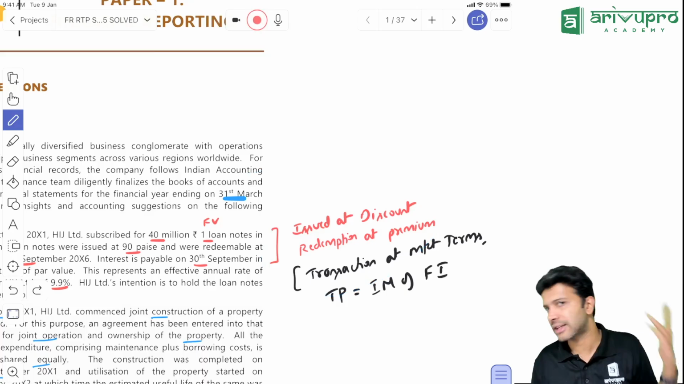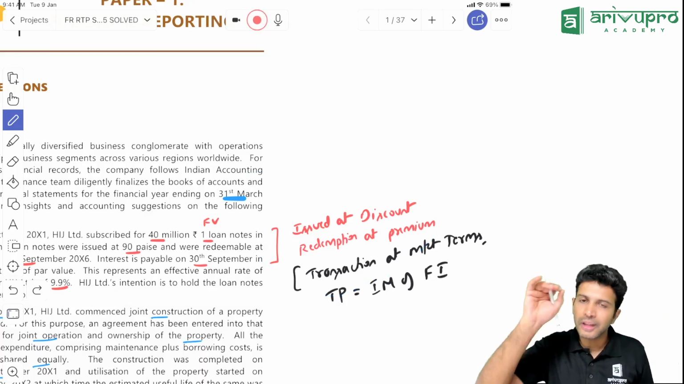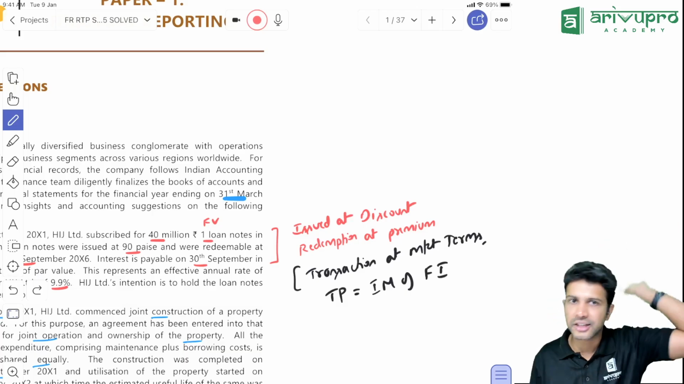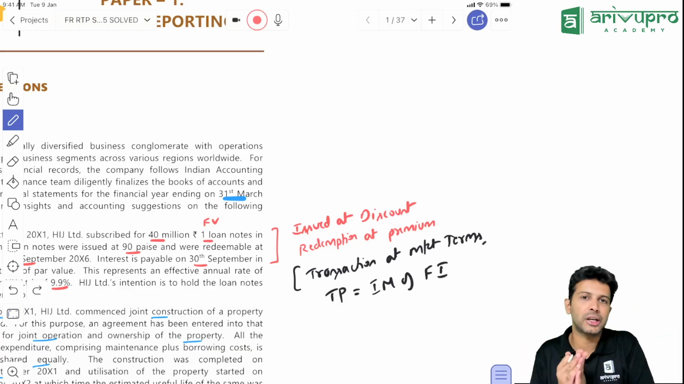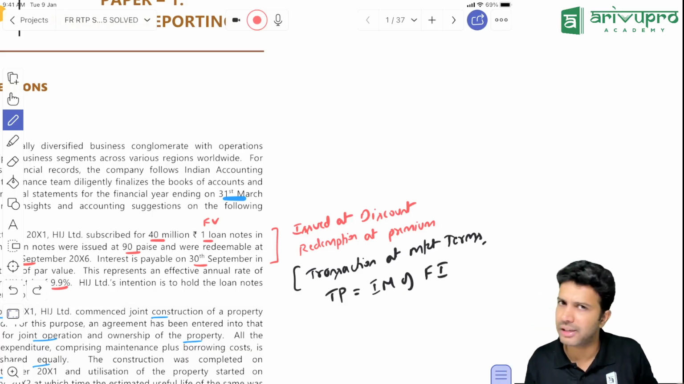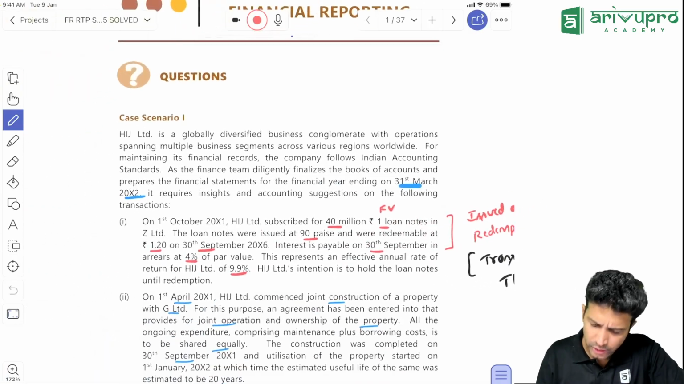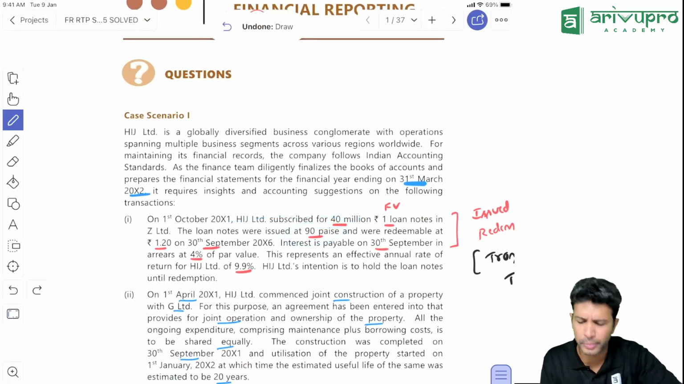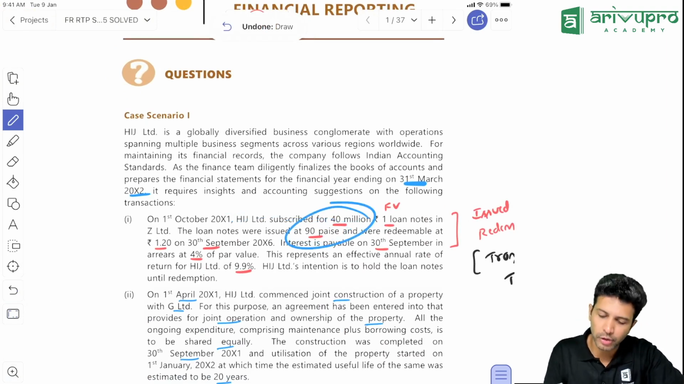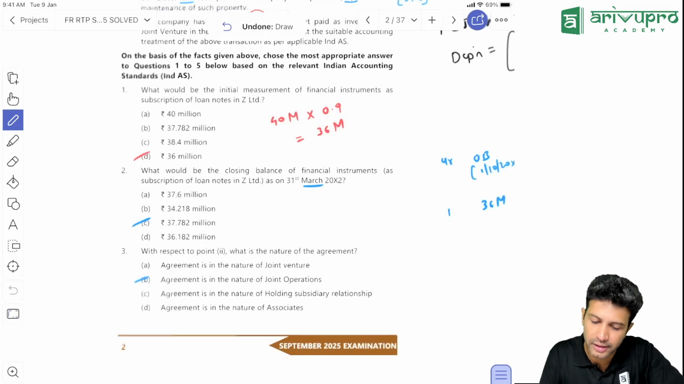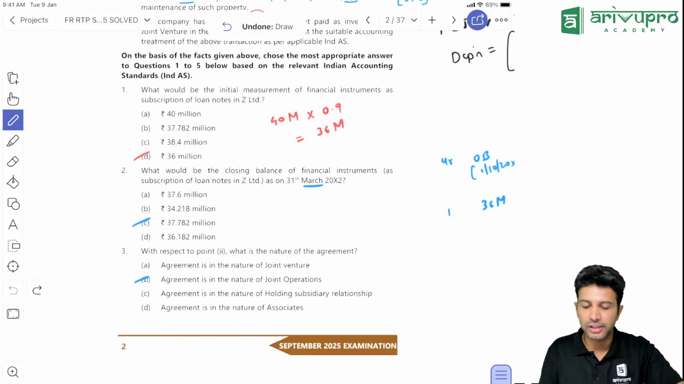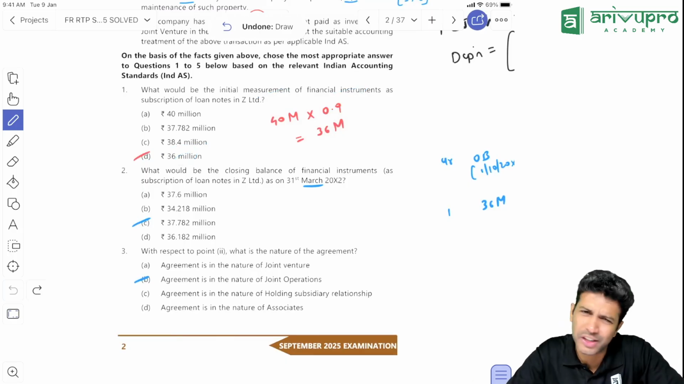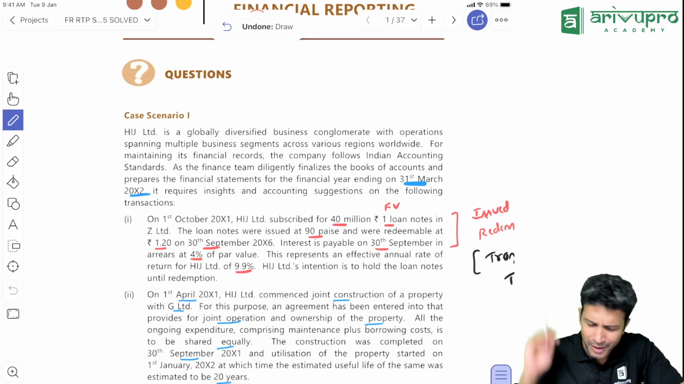If the transaction has happened at market terms, the transaction price itself will be taken as the fair value, and at the transaction price the financial asset or financial liability will initially be valued. Here, 40 million loan notes were issued at 90 paisa. Face value is 1 rupee, but the issue price is 90 paisa. So 40 million into 90 paisa gives you 36 million. So initially this financial instrument is measured at 36 million. That's all. Very straightforward. That's the first answer.